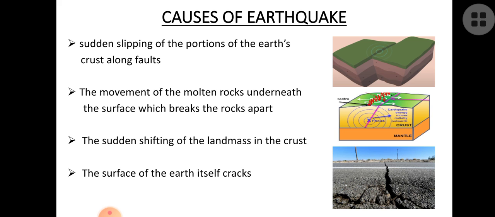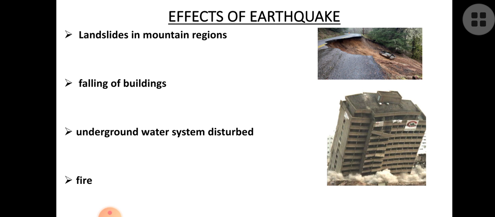Okay, the third reason is when there is a sudden shifting of land mass in the crust. In the outer layer of the earth, when there is sudden shifting of land mass, then also earthquake could be caused. And finally, there may be cracks. Even cracks are formed at the surface of earth. These are the four reasons of earthquake.